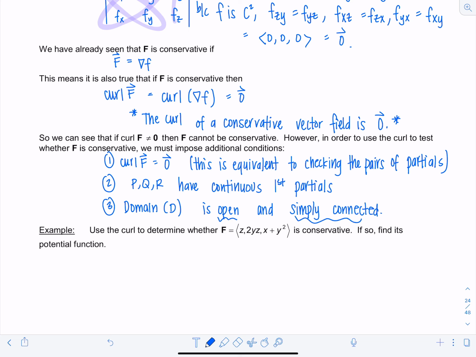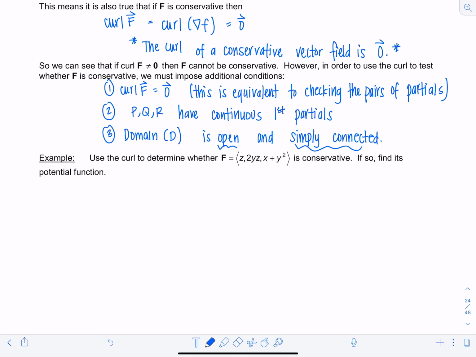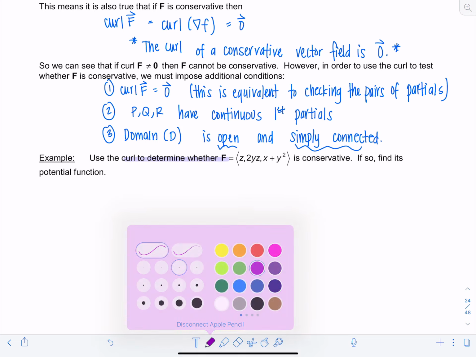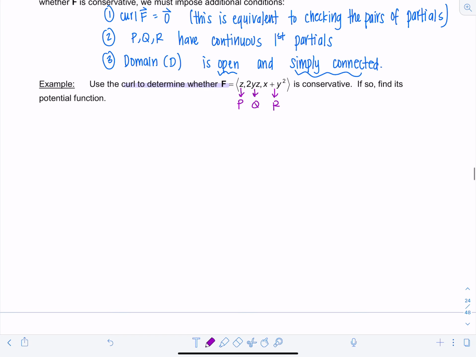All right, so notice here in the directions, they tell us for the following example, use the curl to determine whether or not the following vector field is conservative, and then if it is, go ahead and find the potential function. So since they're telling us to use the curl, then I'm going to use the curl to verify the first condition, and I'll check the other 2 same as we did before. All right, so to help us out, I'm just going to label this is P, this is Q, this is R. All right. And we're going to go ahead, let's compute the curl of f.